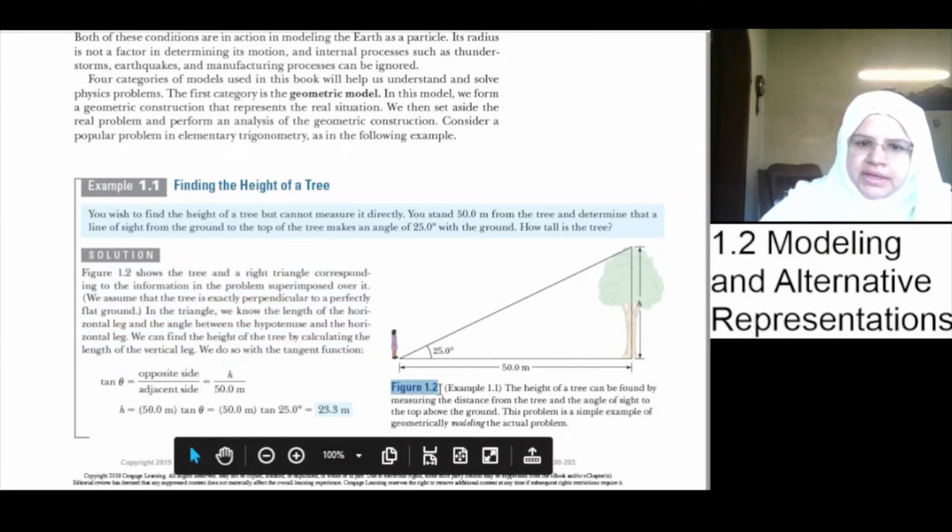Figure 1.2, example 1.1. The height of the tree can be found by measuring the distance from the tree and the angle of sight to the top above the ground. This problem is a simple example of geometrically modeling the actual problem.